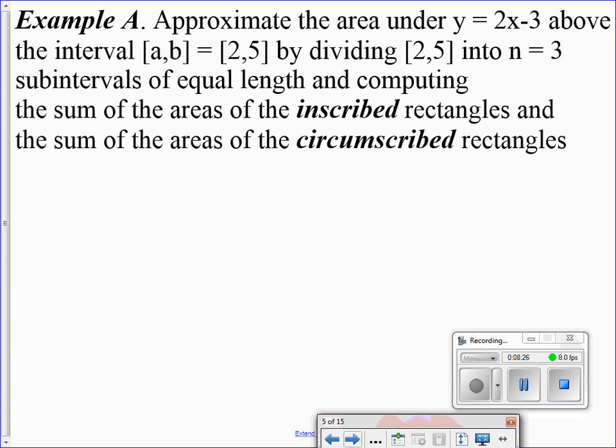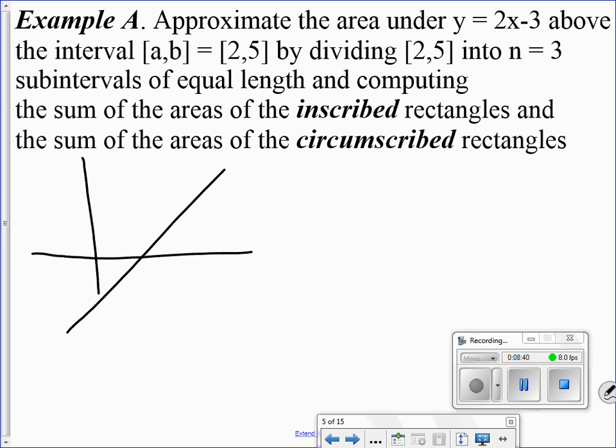Okay, first one, we're going to approximate the area under y equals 2x minus 3. What does that look like if I graph it? Line. Okay. Y-intercept -3, slope 2. There we go. Something like that. We want to approximate the area under this graph from x equals 2 to x equals 5.